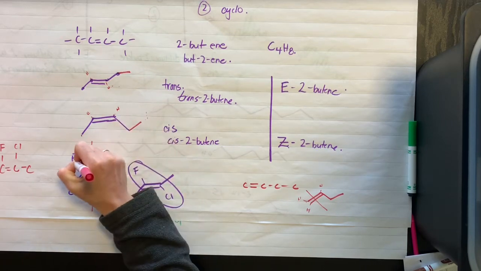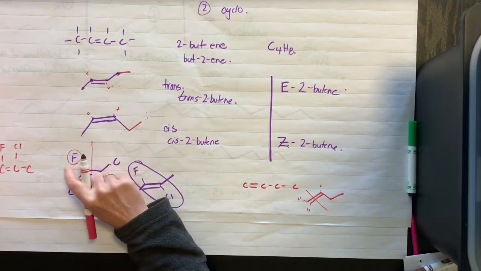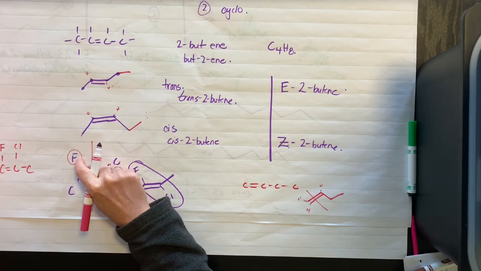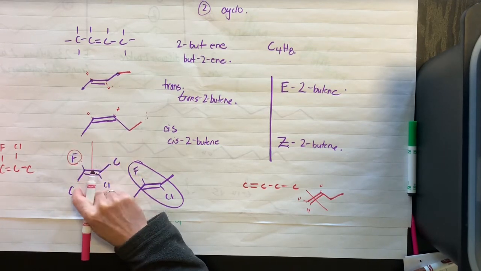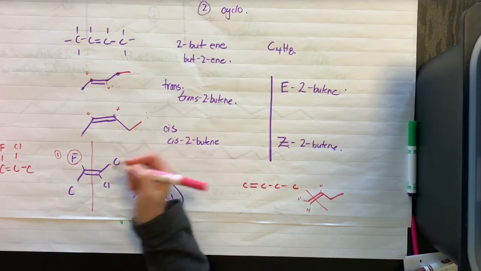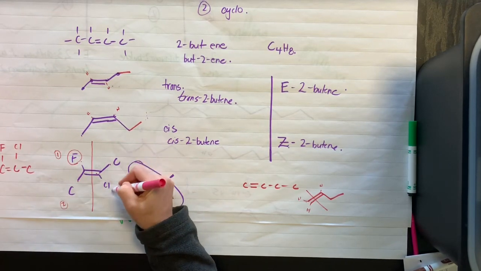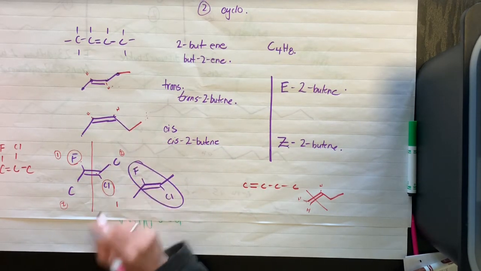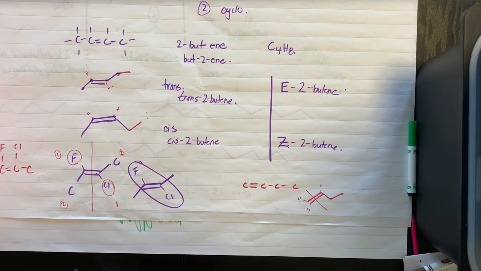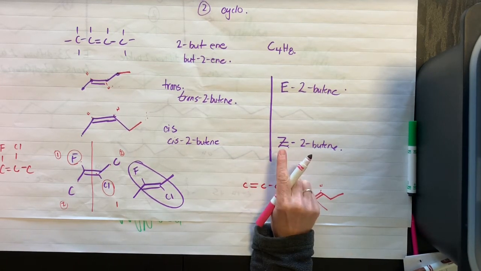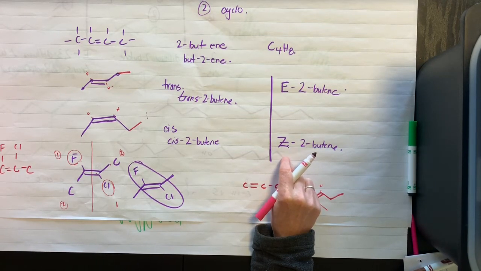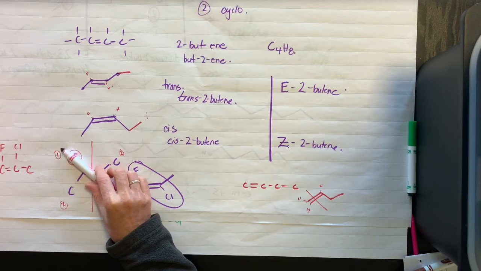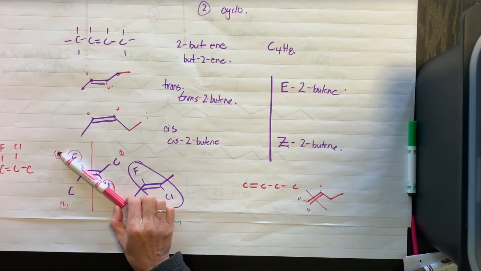So on this half, you have to figure out which has highest priority. And highest priority is the one that has the higher molar mass. So if you take out your periodic table, fluorine has a higher molar mass than carbon, 19, 12. This gets the first priority, this gets the second priority. Over here, chlorine has a higher molar mass than carbon, first priority and second priority. Now, the EZ method says you look at where the first priority groups are in relation to each other. So here they are entgegen, they're across from each other. So that would be E, and then you would name it accordingly.